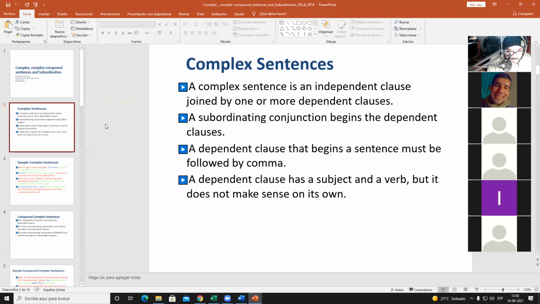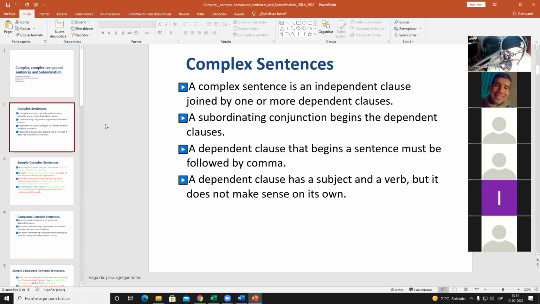Then a dependent clause that begins a sentence must be followed by a comma. That is to say, not all of them, but a very broad and big group of dependent clauses are movable. That is to say, you can place them in different places inside of a sentence, right? Therefore, once you move that specific type of dependent clause to the very beginning of the sentence, you must separate the dependent clause from the independent clause by using a comma right after the end of the dependent clause. We have seen this before.